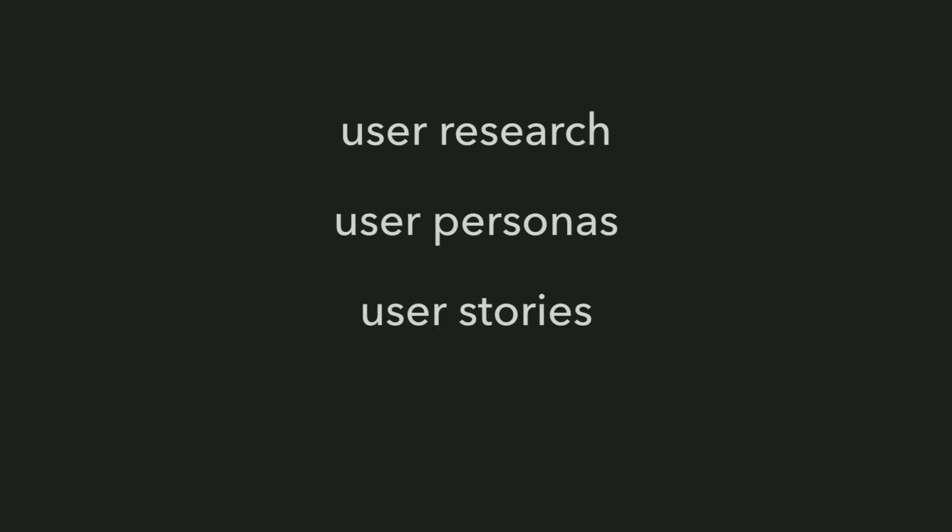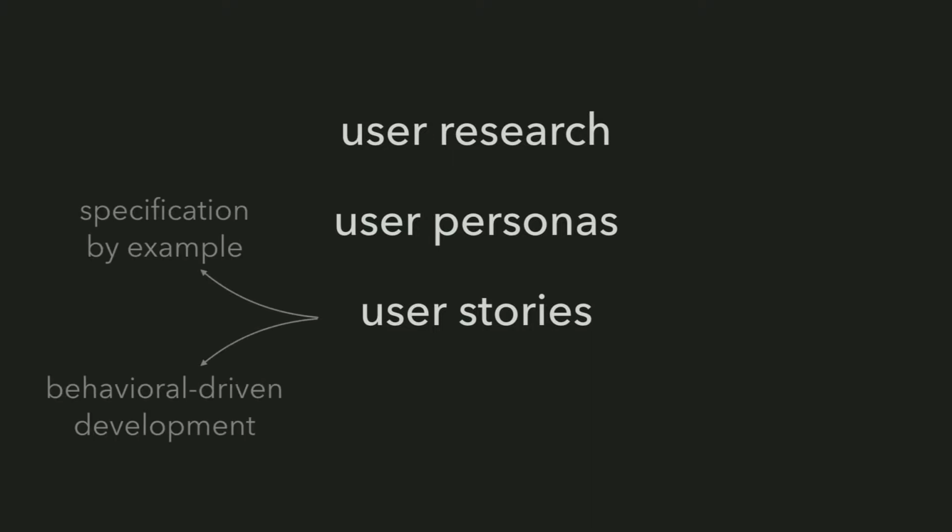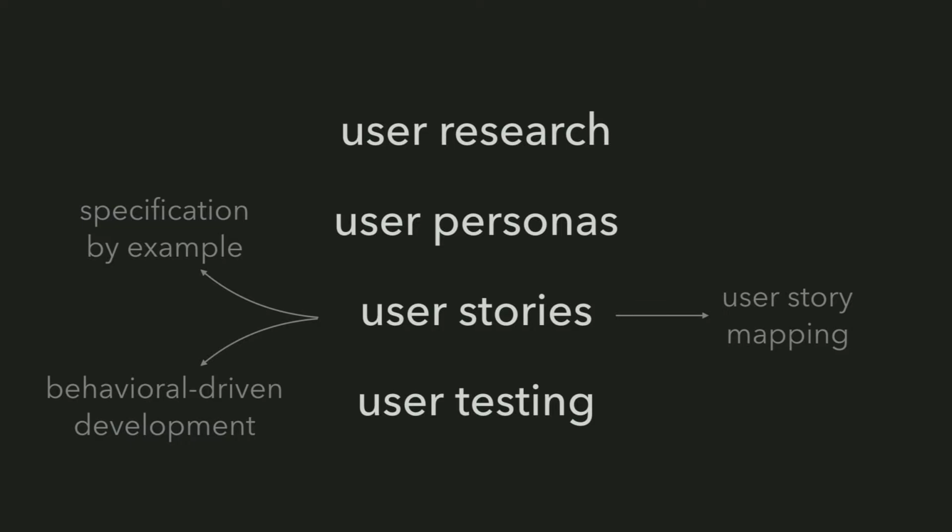When they are connected with specification by example or behavior-driven development, they help to create a better specification, limiting the unnecessary work and improving the overall quality. When connected with user story mapping, they help reveal features and plan for iterative delivery. User testing at different stages helps to verify assumptions and adapt quickly to build better software for users.